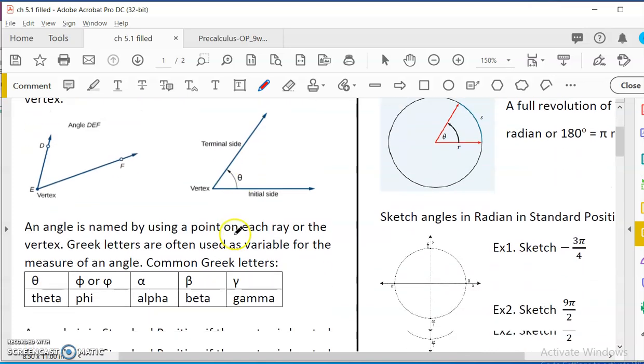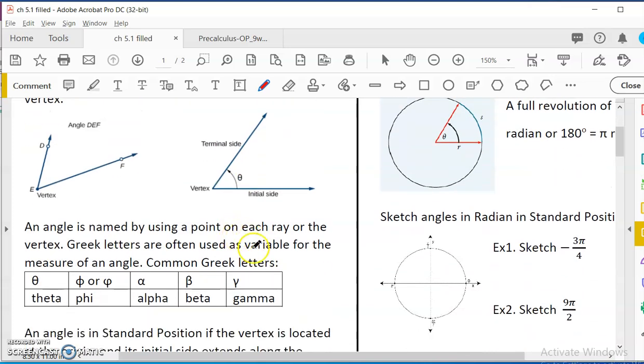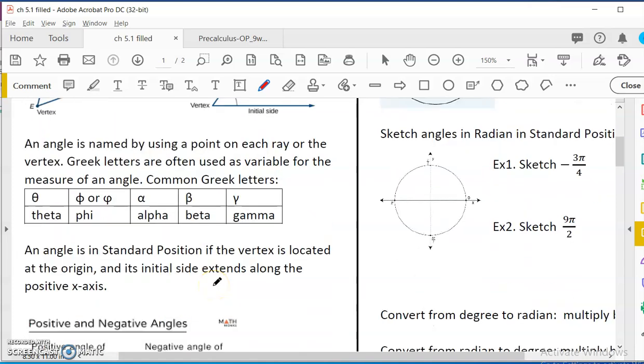There is a common way to describe the measure of an angle. The angle is an entity, but the measure, how many degrees this angle spans, is called the measure of an angle. And we can refer to it as a variable. Instead of x, y, z, w, to refer to this variable angle we use theta, phi, alpha, beta, or gamma. These are common Greek letters, and in this book, theta is used more commonly.